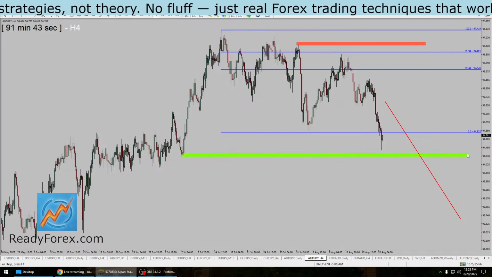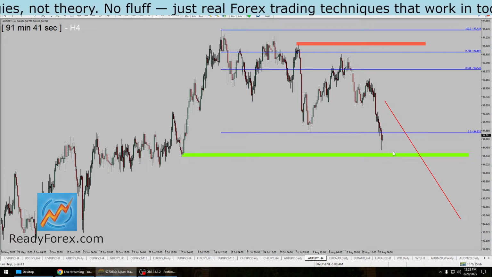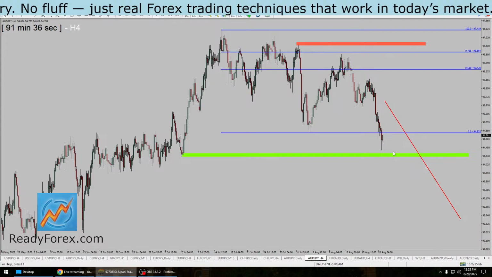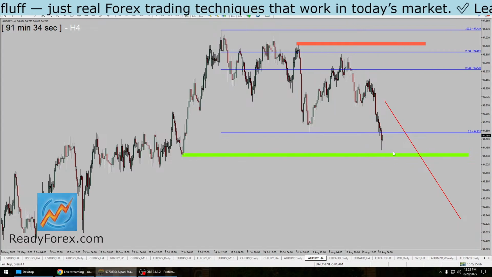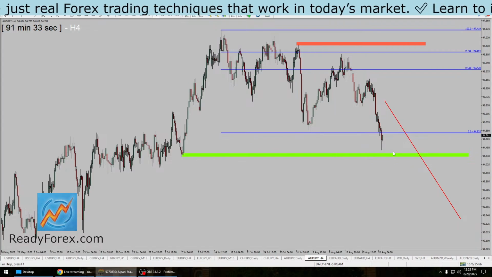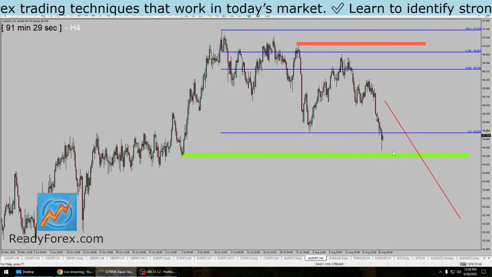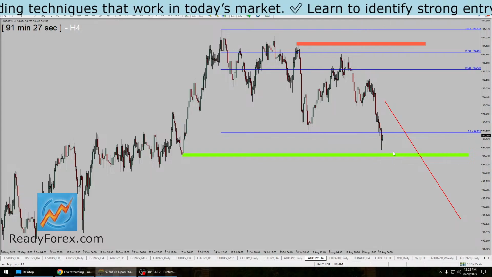Okay, so we might get a bounce over here. So if you do get a bullish reaction over here, then use your own buy trading strategy. Otherwise, right now price action is falling down and it could drop 100 more pips lower.